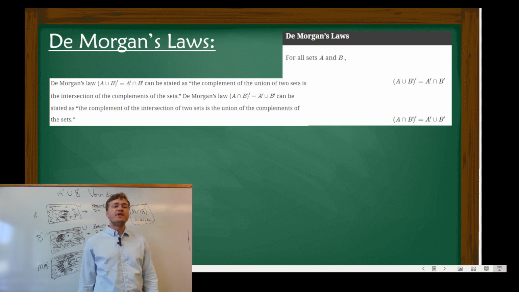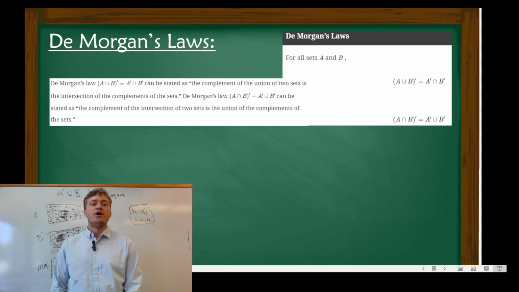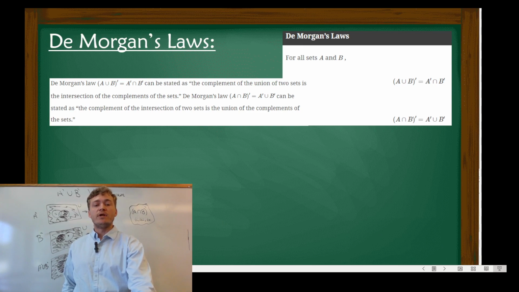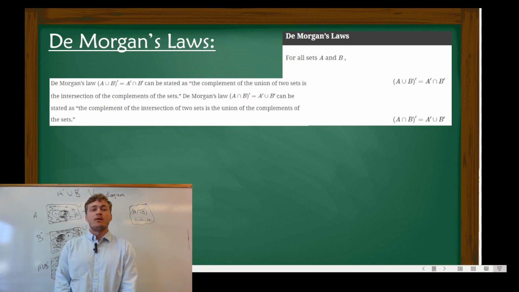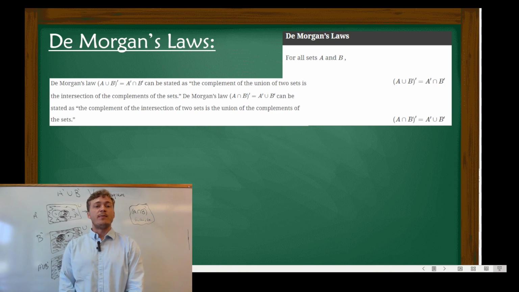So these actually come from what are called De Morgan's laws. De Morgan's laws show us a special relationship between one single union and one single intersection. Think about what we just said there. We're taking a look at De Morgan's laws. It says A union B complement is equal to A complement intersect B complement. We just saw that. And it's stated as the complement of the union of two sets, that's the left side, is the intersection of the complements of the sets.